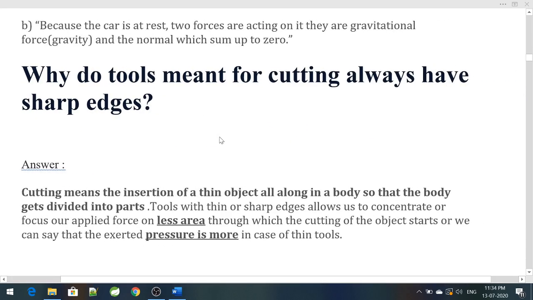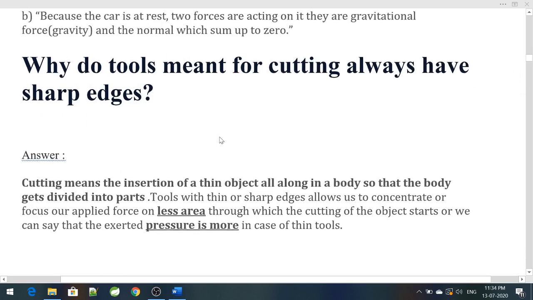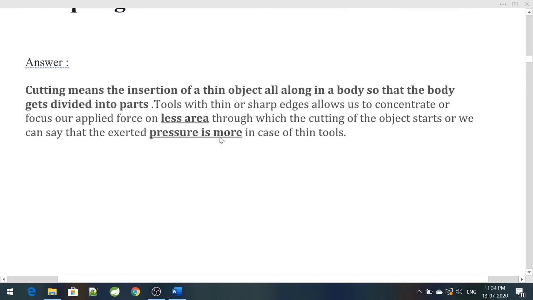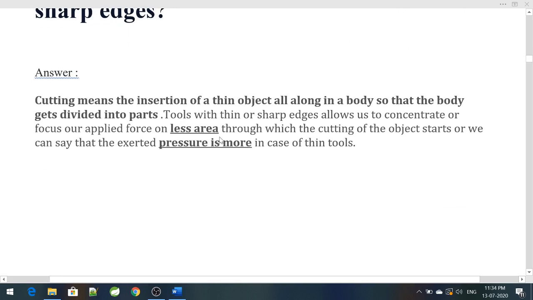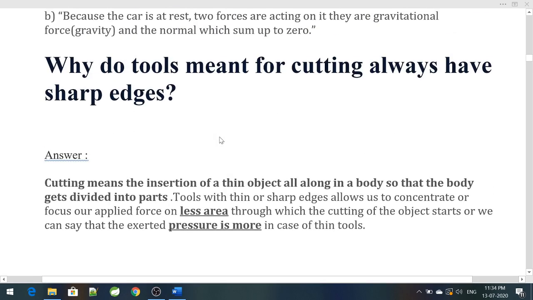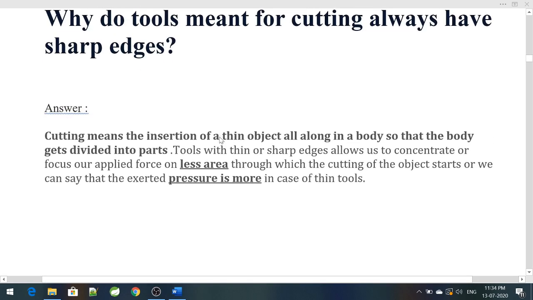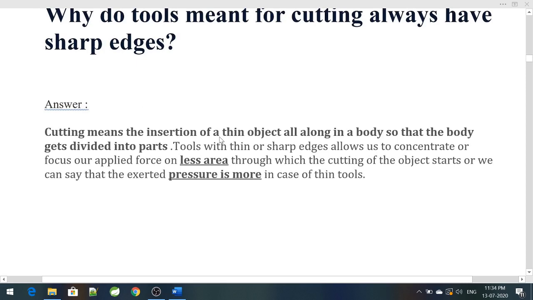Why do tools meant for cutting always have sharp edges? This I have told you, I will tell you in the answers. Why tools have sharp edges. Sharp edges, when force is applied on a surface area. I have told you about pressure, you should remember. Pressure acting on a surface is force per unit area, per square unit area.